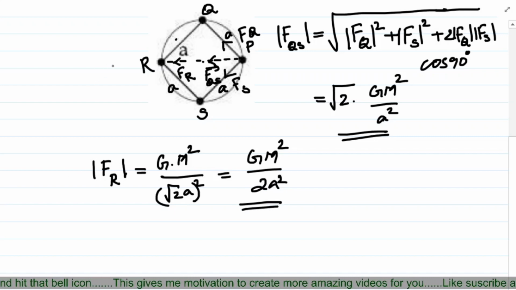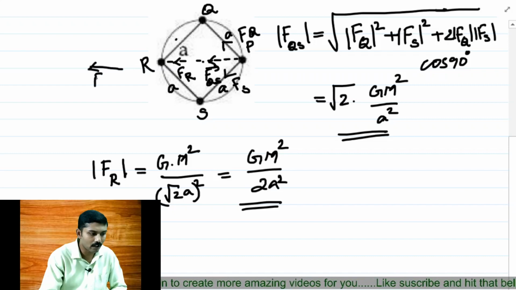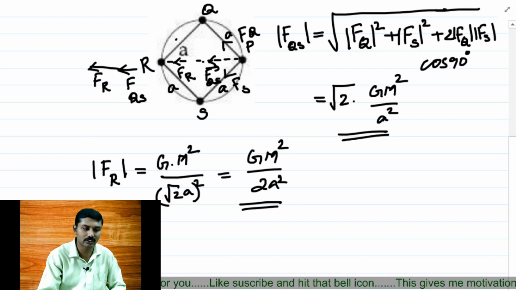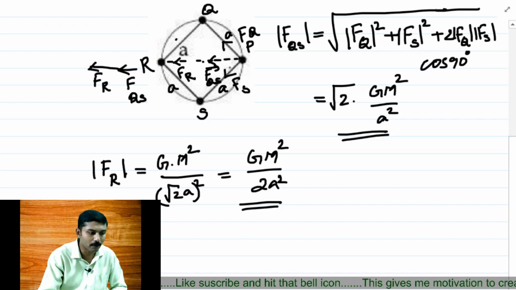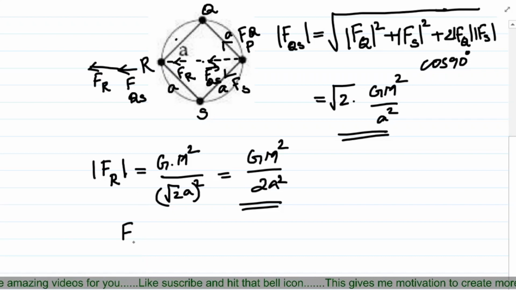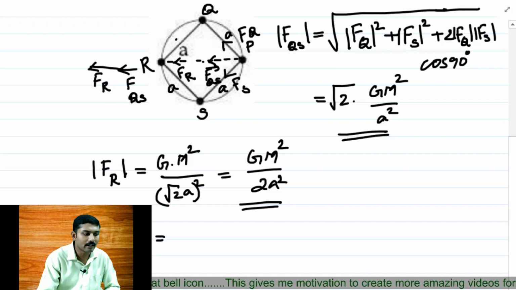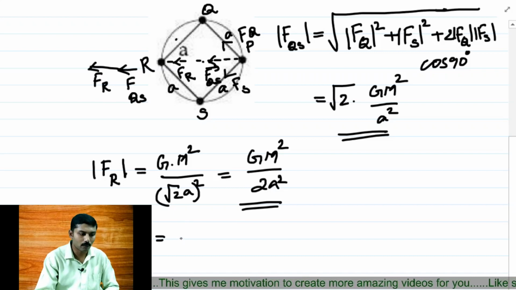That means I can draw it towards this direction, as this is the direction of FR, which is the same direction as FQS. Both are in the same direction, so the total force acting on the point P will be, since the resultants FR and FQS are both in the same direction, we can add these two together. What are the two forces?